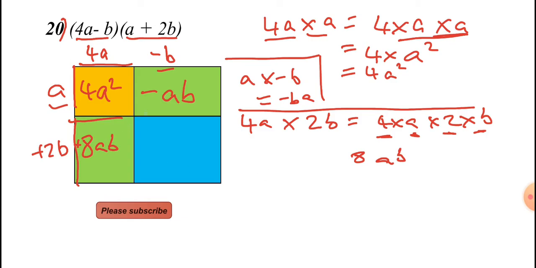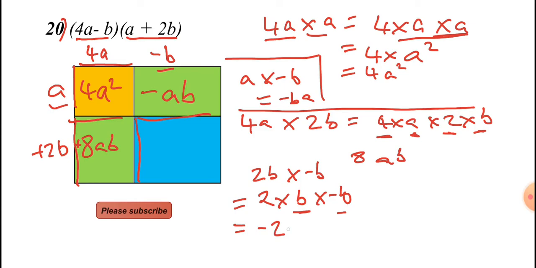And finally, we've got 2b times minus b, which is the same as saying 2 times b times minus b. So here b times minus b is minus b squared, and then because you're timesing by 2, it's going to be minus 2b squared. Like that.